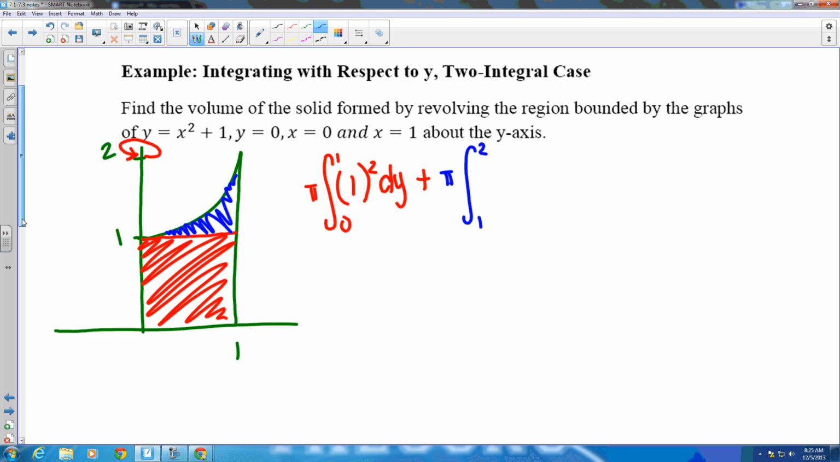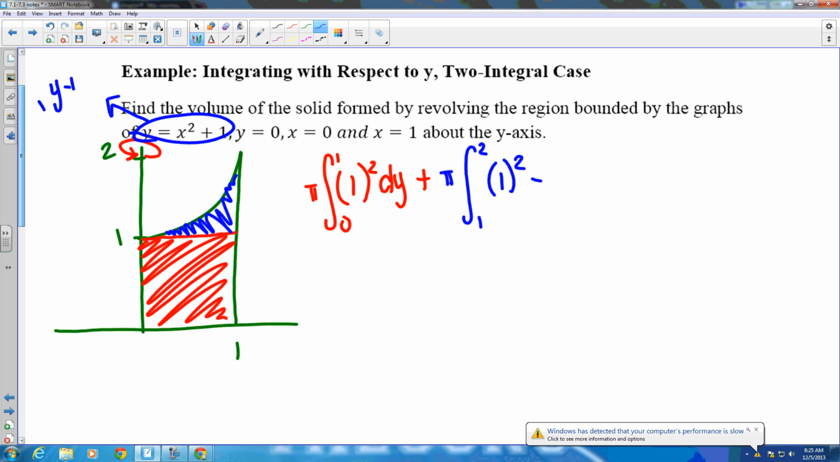So if I think about what the top function is, it's not the up and down function, it's the left and right function. So the one that's going to be on top is the one that's farther to the right, and our farther to the right is our x equals 1. That's our capital R, and our little r is the function x squared plus 1, but we need to change x squared plus 1. We need to solve that for x, which would be the square root of y minus 1. Because we are flipping it around the y-axis, it needs to be in terms of y's.